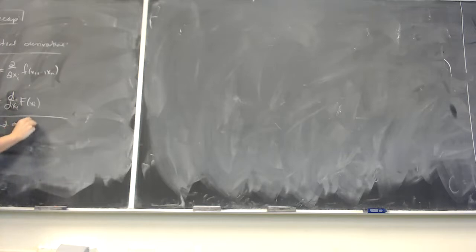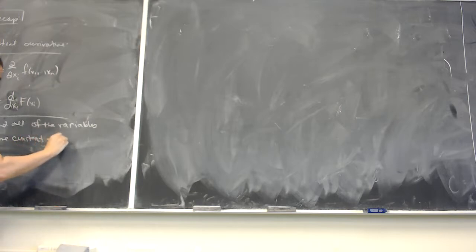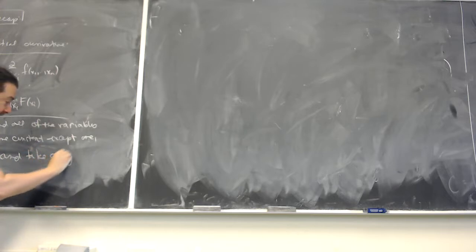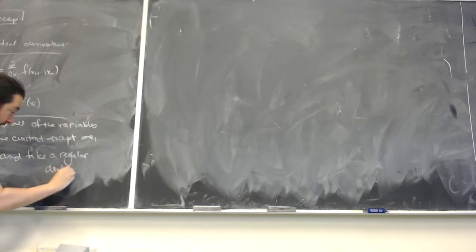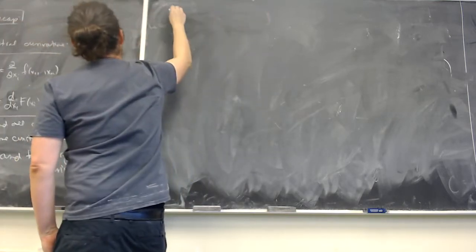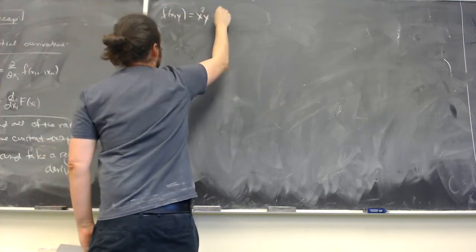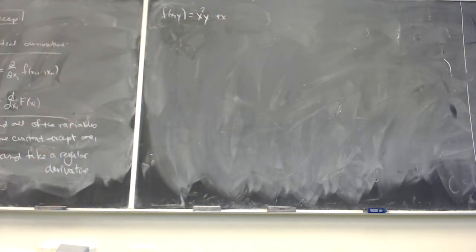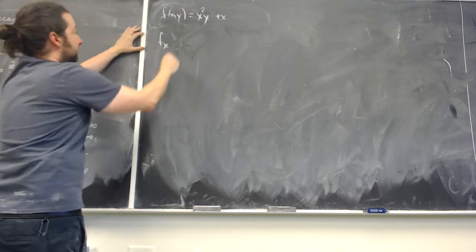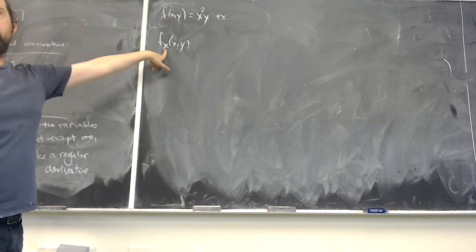pretend all of the variables are constant except one, and take a regular derivative. So to remind you, we'll just do a real quick example. Say I have a function that looks like f of x, y is equal to x squared y plus x. If you were going to compute its partial derivatives in the most straightforward way possible, take the x derivative, where you think, okay, all of the y's are constant and all of the x's are variables.